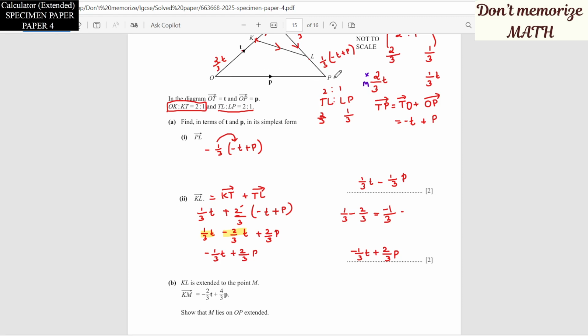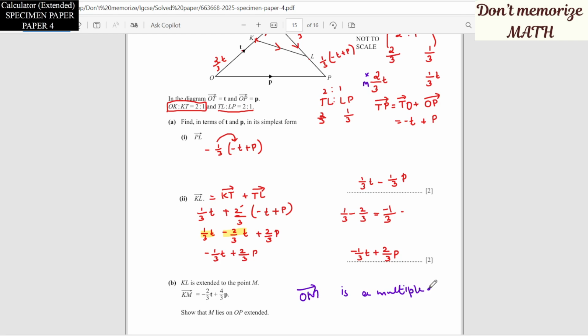If you are extending OP, it lies M. So how to prove that? If you have this type of question, what you have to think or what you have to consider is, if you get OM, vector OM, is a multiple of P, we can say that M lies on OP.